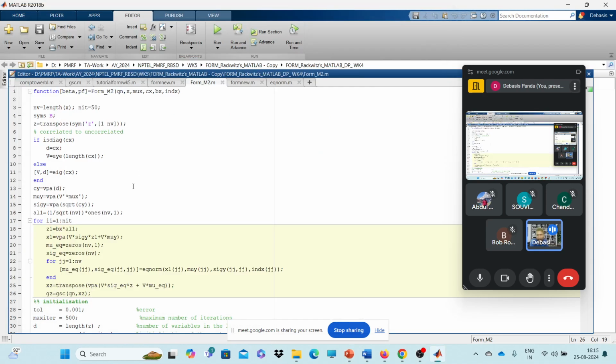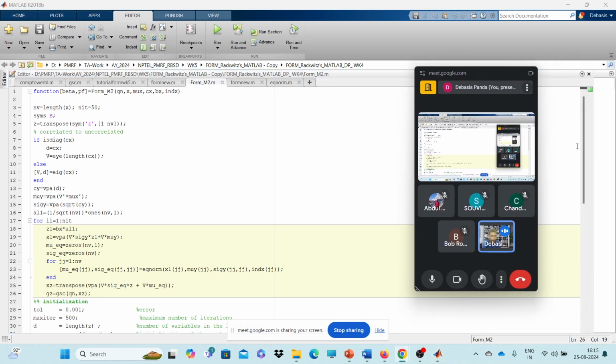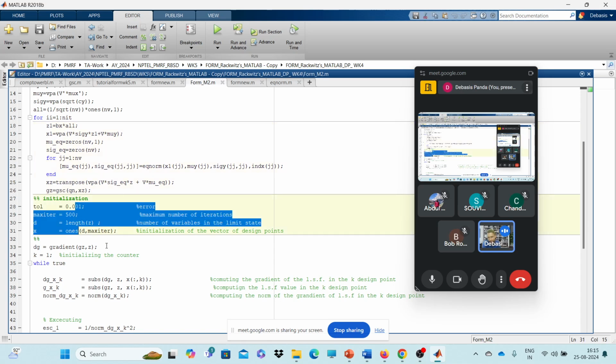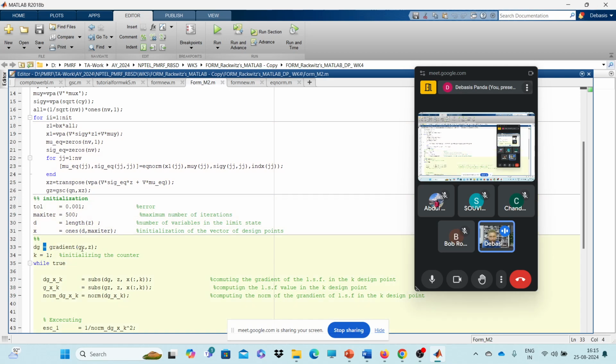So once we have that g in z domain, now we can perform these matrix operations. Here the initial values and initial tolerances are given. You can easily find it out like here. Now dgz is the gradient of z, that means the limit state function in standard normal space with respect to z. Now it will find the first value, that is dg into xk.